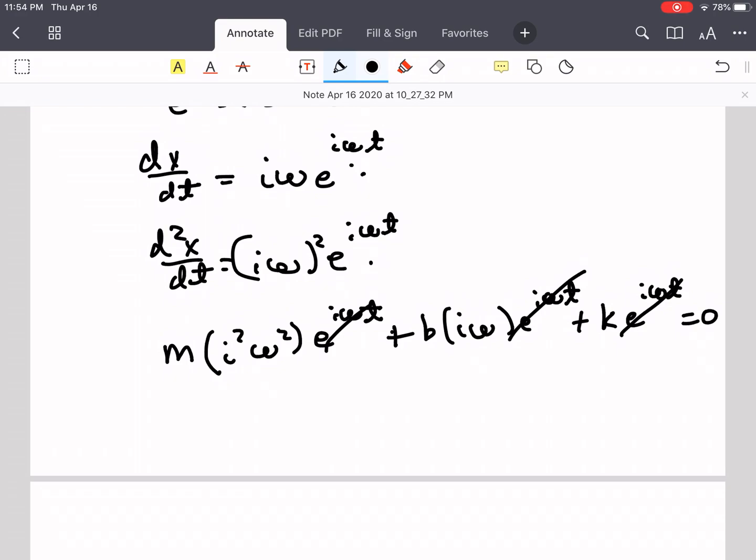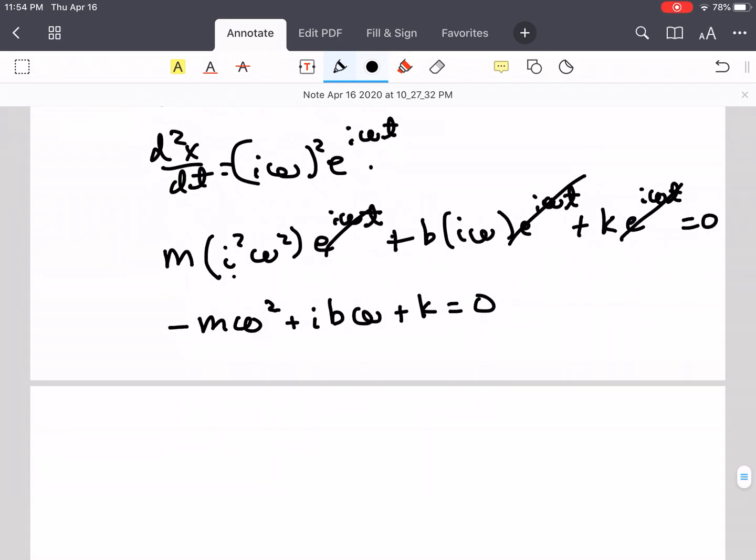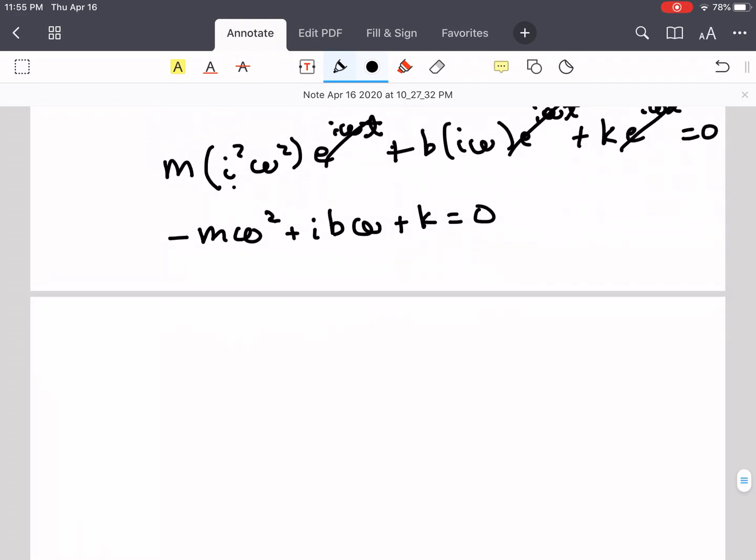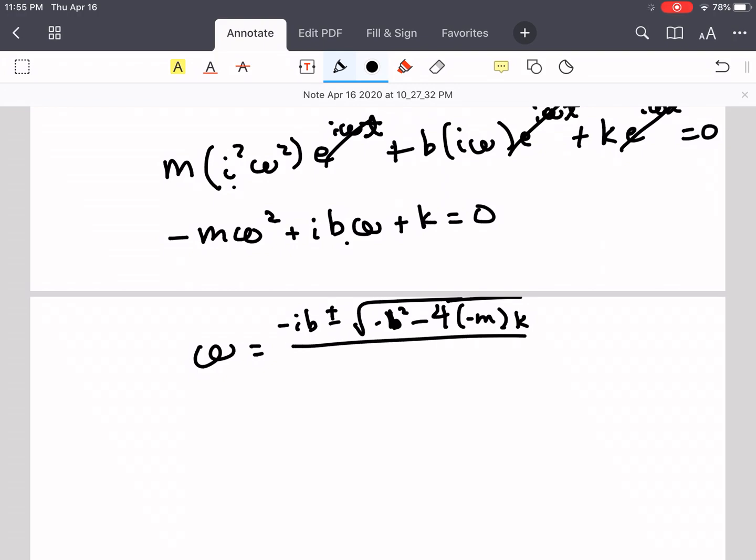I simply have to solve for what omega is going to make this work. So I have negative m omega squared, plus i b omega, plus k is equal to 0. And this is simply a quadratic equation, so I can solve for it. Omega is equal to negative i b, plus or minus the square root of that guy squared. So that's negative b squared, because i squared is negative 1, minus 4ac, so minus 4 times negative m times k, all over 2a, so negative 2m.